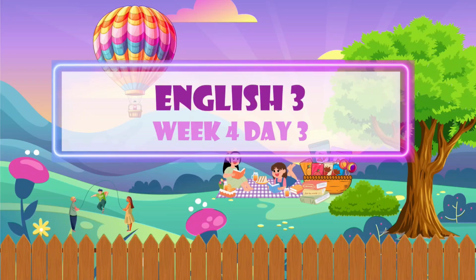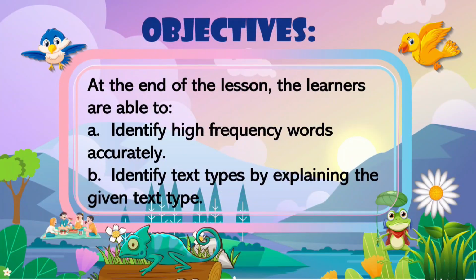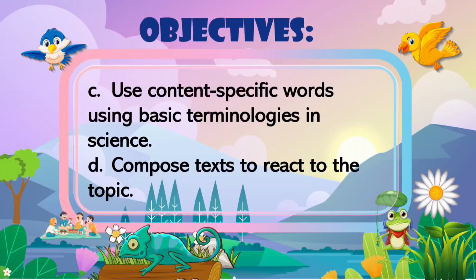English, Grade 3, Quarter 1, Week 4, Day 3. Objectives. At the end of the lesson, the learners are able to identify high-frequency words accurately, identify text types by explaining the given text type, use content-specific words using basic terminologies in science, and compose text to react to the topic.